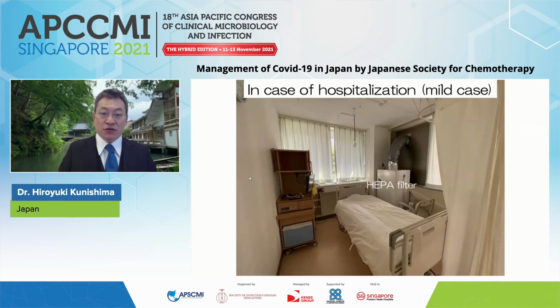This is a hospital room for moderate cases. Patients with pneumonia who require oxygen treatment but do not need mechanical ventilation are admitted here. In the back is a ventilation system with a HEPA filter. Currently, the number of airborne infections like tuberculosis is decreasing in Japan, so not many hospitals have this kind of equipment. For the treatment, patients are mainly receiving antiviral drugs or steroids.